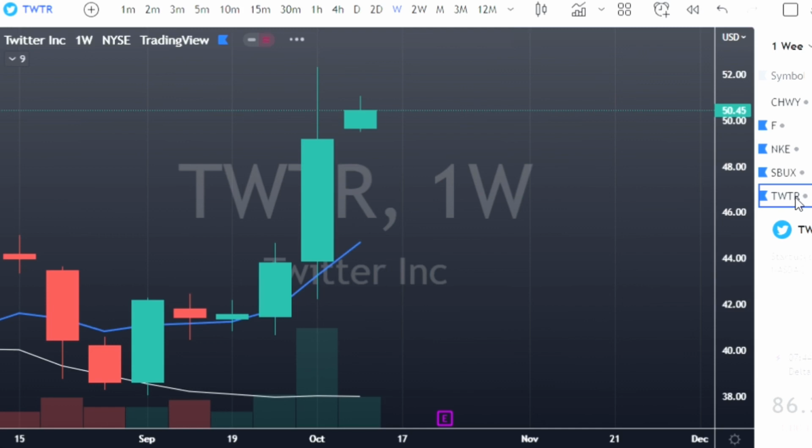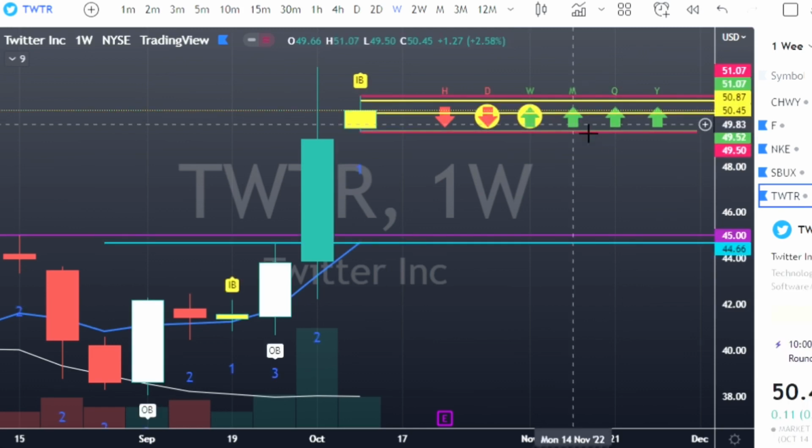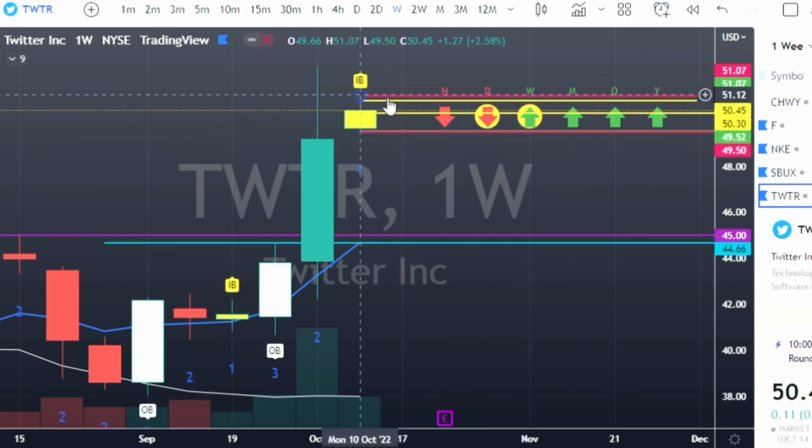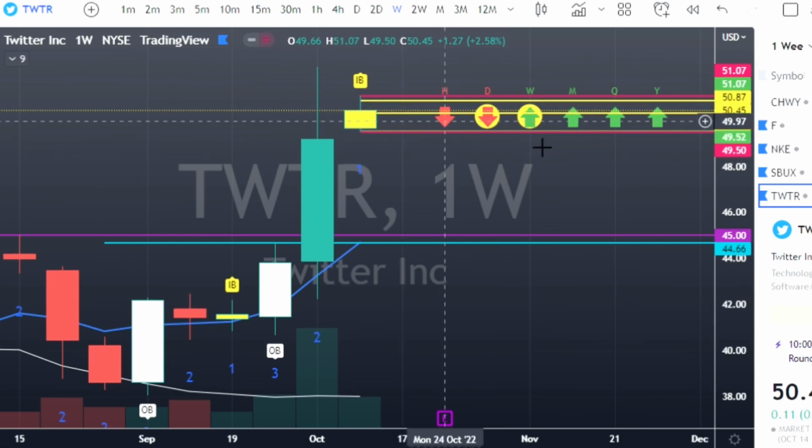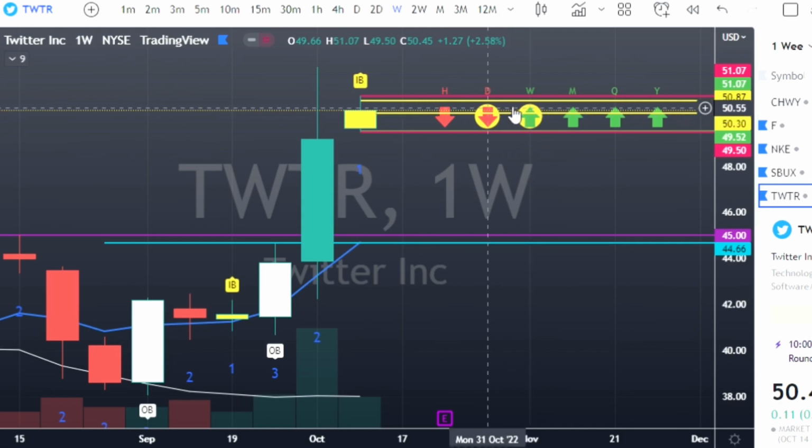Twitter has an inside bar on the week. It's also got an inside bar on the day. I know that for two reasons. I've got these two yellow lines here, and also because on the Griswold Strat indicator, on the daily time frame, it's got a yellow circle, which is telling me this is an inside bar currently on the daily.